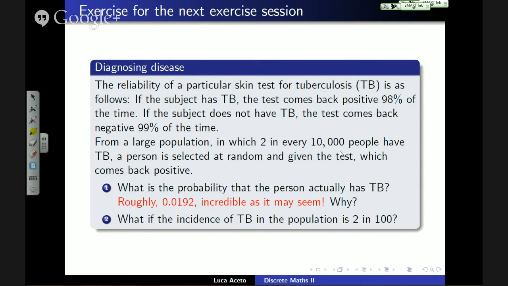redo afterwards the calculations, assuming that you live in a country where 2% of the people actually have TB. Then you should be worried. You will see that the chance that if you test positive, you actually have it is not 0.0192. It's substantially higher.